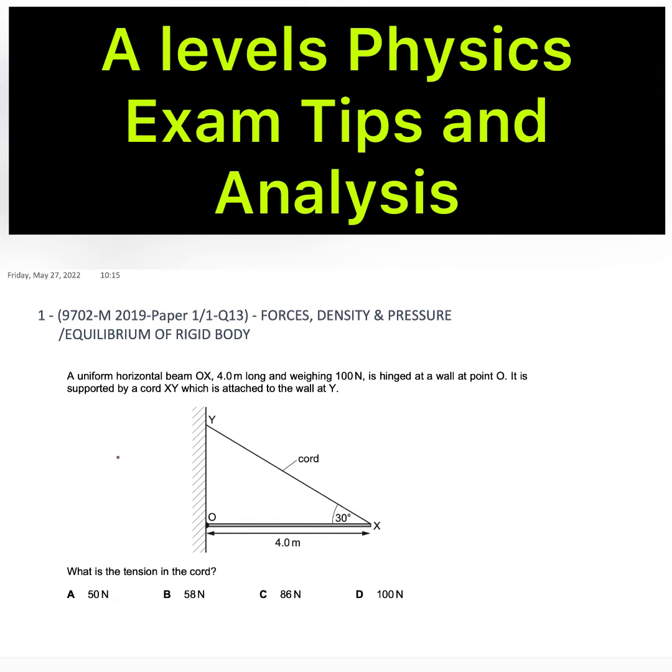Okay, in this video, I'm going to show you some of the popular questions for A-level and S-level physics. Let's see question number 1. This question is related to force, density, and pressure.